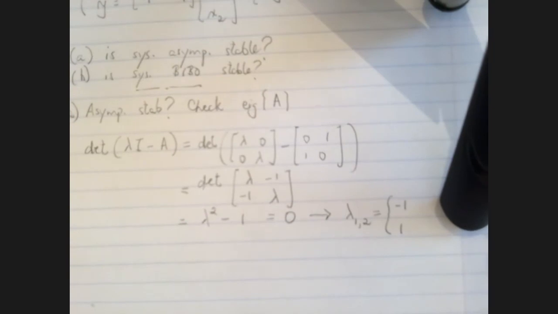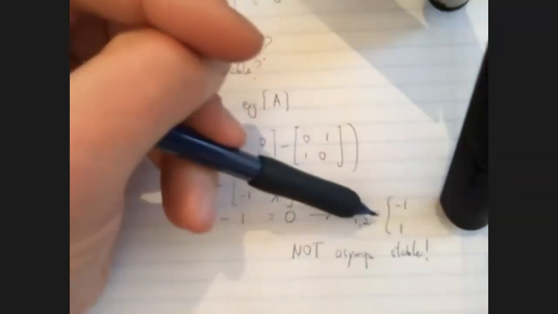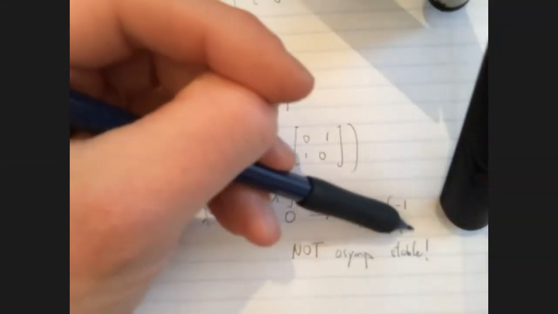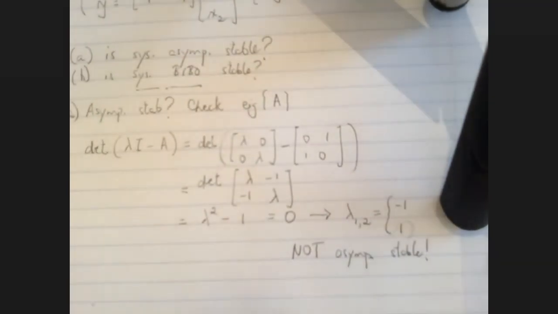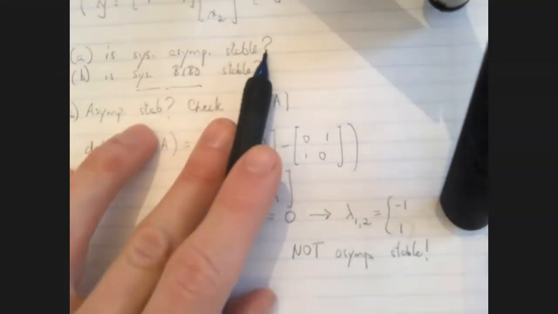So if this is the case, is the system BIBO stable? No, it is not. I'm sorry, asymptotically. So not BIBO, asymptotic. So this is not asymptotically stable. Again, these would both need to be negative, and because of this one right here, that's problematic. So right off the bat, this is not asymptotically stable.